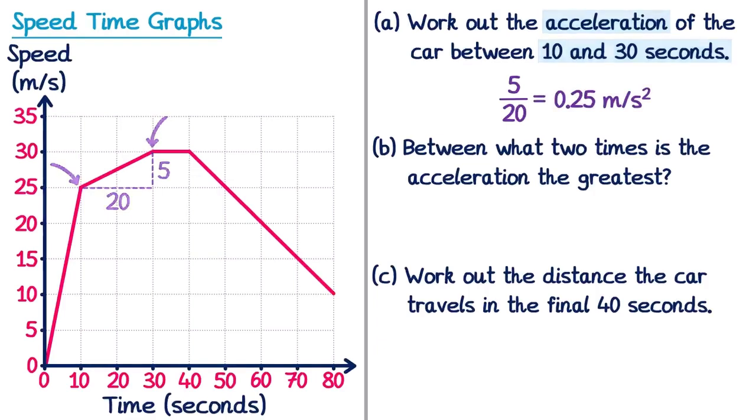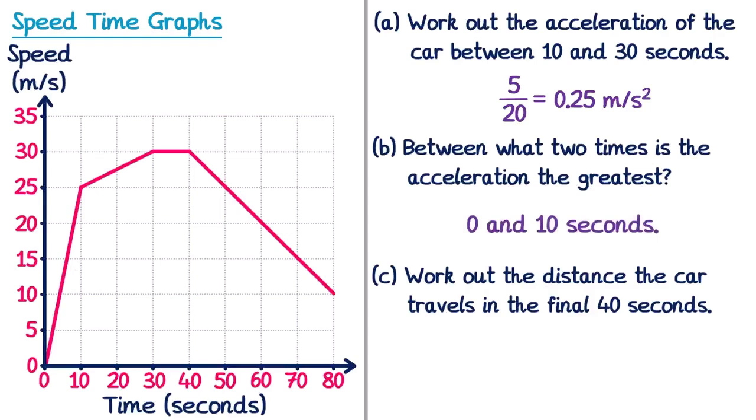In part B of this question, we've been asked between what two times is the acceleration the greatest? Well, since we know the acceleration is the gradient of the speed time graph, the greatest acceleration will be the part that has the greatest gradient. Looking at the graph, I can see that this part here is the steepest line, so it must have the greatest gradient and therefore the greatest acceleration. This part is between 0 and 10 seconds, so the answer is between 0 and 10 seconds.